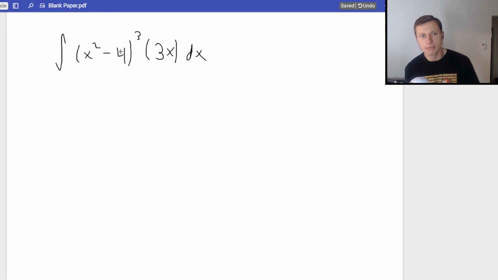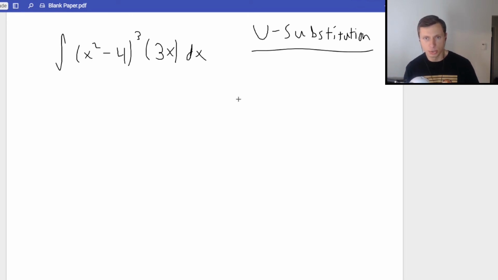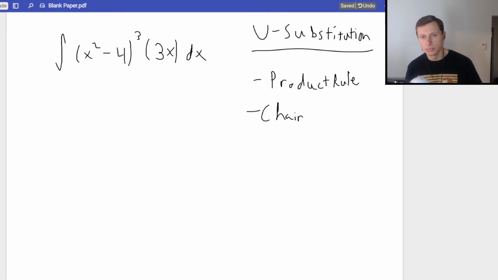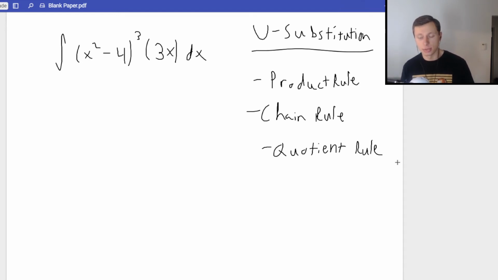Back to the problem. We have the integral of (x squared minus 4) cubed times 3x dx. Again, this is going to be a U substitution problem. Now, how do I know this is U substitution? That's a great question. U substitution is going to show up whenever you have one of three cases: a product rule, which is what we have here, a chain rule, which is also what we have here, or a quotient rule. If it looks like any one of these three rules in the integral, in this case we have two of the three, which is really bad, it means we're going to use a U substitution in order to solve the integral.